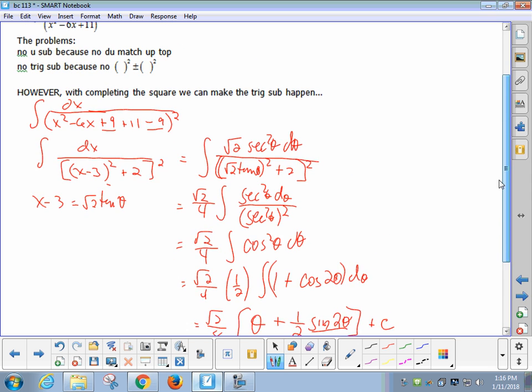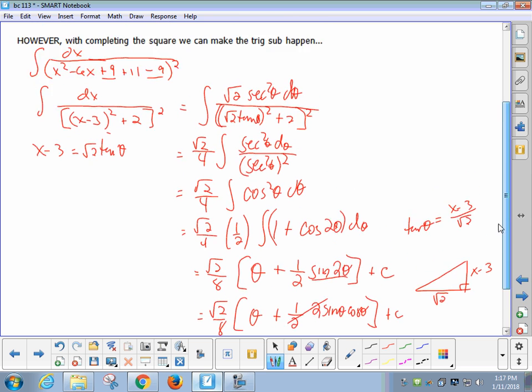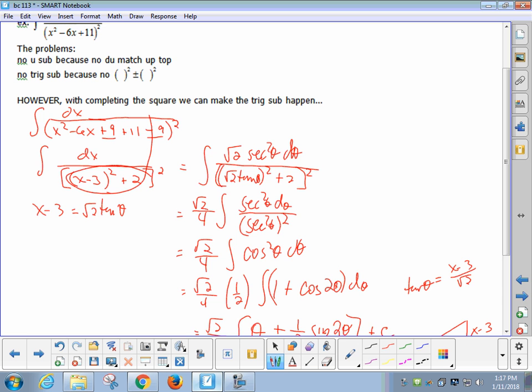I think way back at the top of the problem, oh man, that's a weird triangle. Okay, so what's tangent theta equal to, ratio-wise? X minus 3 over root 2. So opposite is x minus 3. Adjacent is root 2. Here's where it helps to have your eyes wide open. What's the hypotenuse? Square root of x minus 3 squared plus root 2 squared. What's that equal to? You'll see that original statement come back into it.